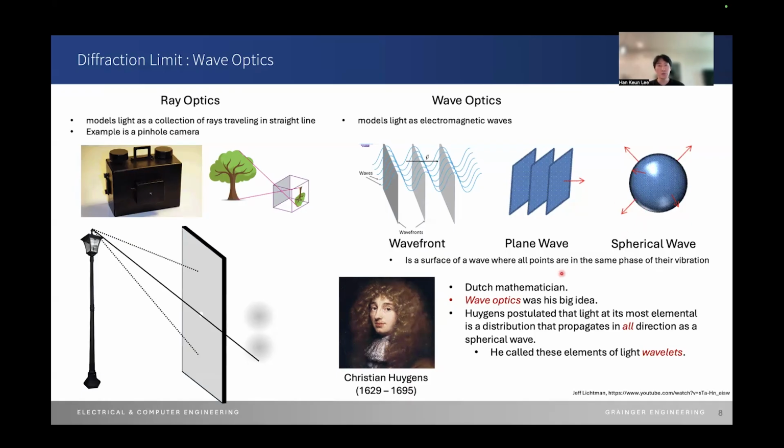And wave optics actually originated from a Dutch mathematician. His name is Christian Huygens. And wave optics was his big idea. Huygens postulated that light at its most elemental is a distribution that propagates in all directions as a spherical wave. He called these elements of light wavelets.